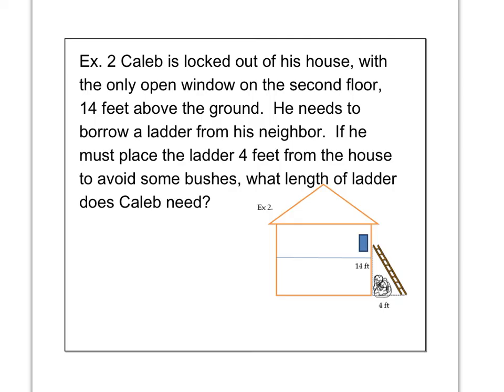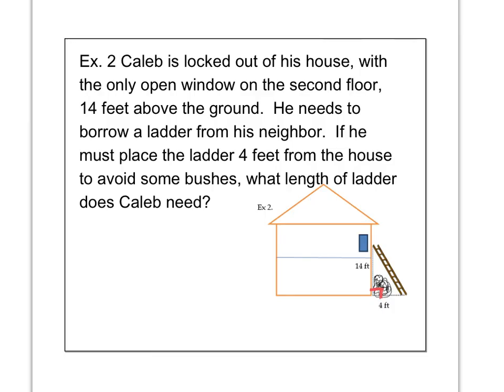Have you ever been locked out of your house? Well, Caleb's locked out of his house. The only open window is up on the second floor, 14 feet above the ground. He needs to borrow a ladder from his neighbor. Maybe his parents aren't going to be home for a long time, right? If he must place the ladder 4 feet from the house to avoid some bushes, what length should the ladder be? First of all, I'm assuming this is a 90-degree angle kind of down by where the bush is.